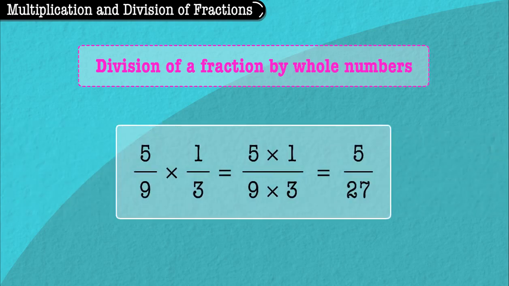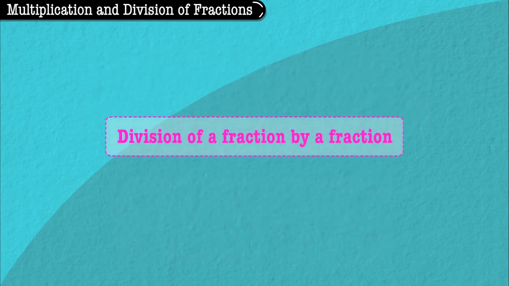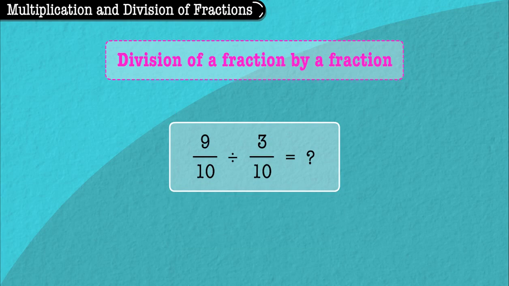Then, the dividend and the multiplication inverse of the divisor are multiplied. That is, 5 by 9 into 1 by 3. And we get the result as 5 by 27. Now, let's see the division of a fraction by another fraction. Let's see how we divide 9 by 10 by 3 by 10.